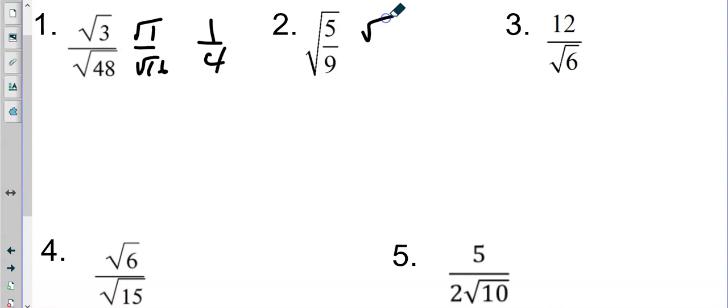All right, this is square root of 5 over the square root of 9. But don't waste your time rationalizing because guess what? The square root of 9 is simply just 3. I have no other work to do.